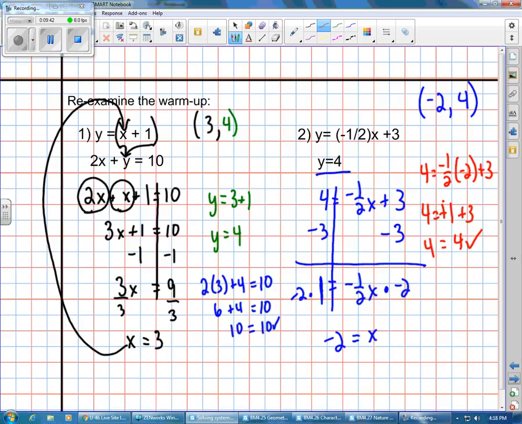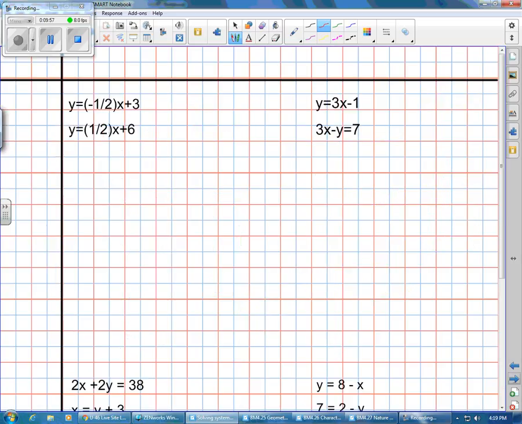Hopefully this is making sense to you. If you were watching during class today and you were like, okay, I don't get it, or if you were absent today for any reason, that's why I'm going over the entire lesson instead of just going over the homework. So let's look at some more examples together.